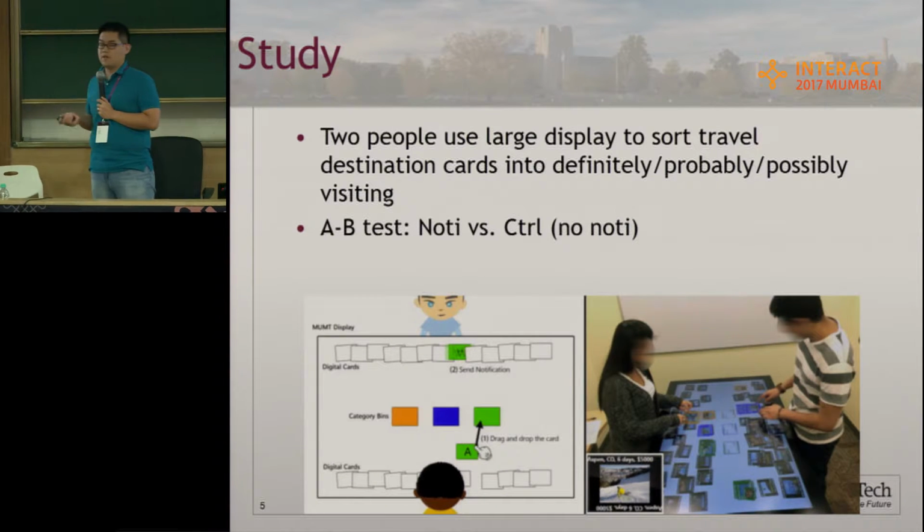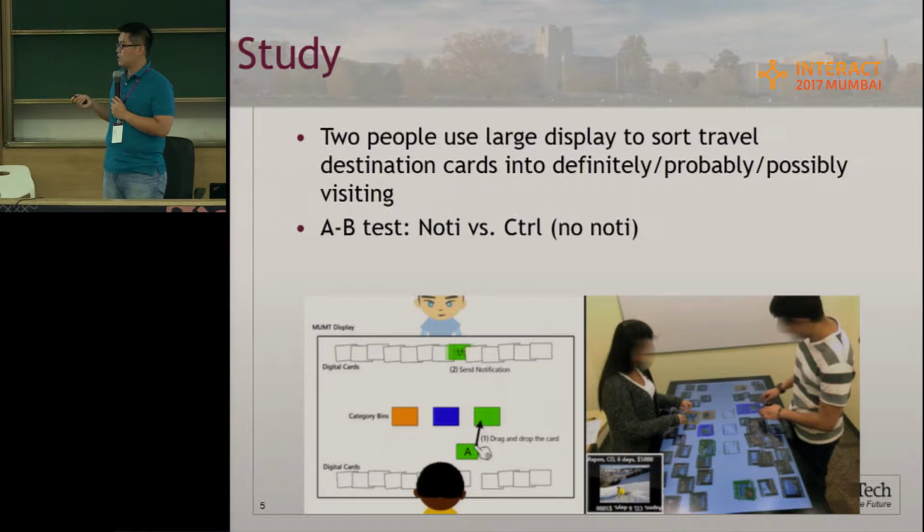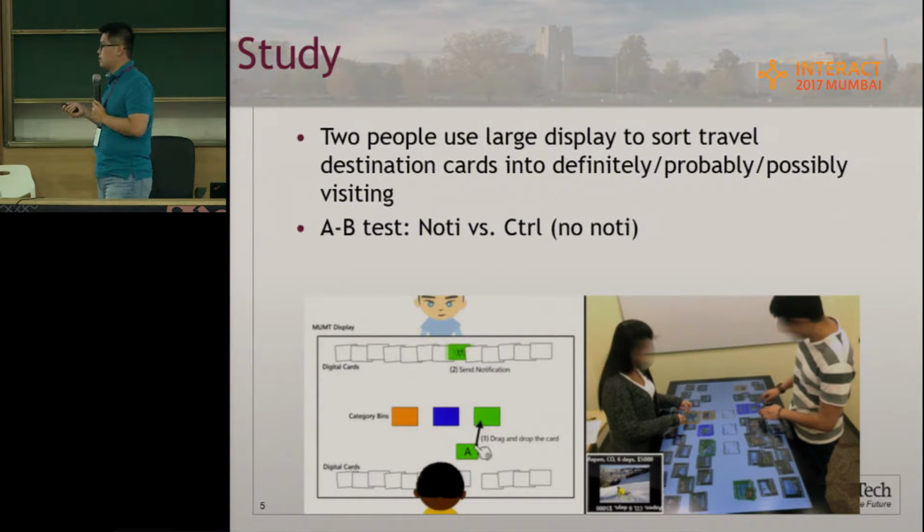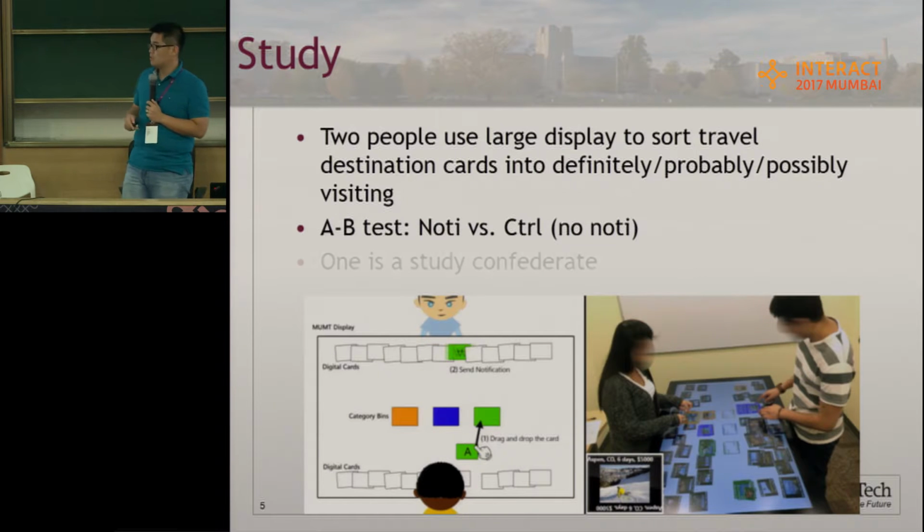Group A is a group with a notification system. When they are performing these actions, we send a notification telling others which card is sorted to which category. The second one is a control group. They're basically doing the same task without any notification.